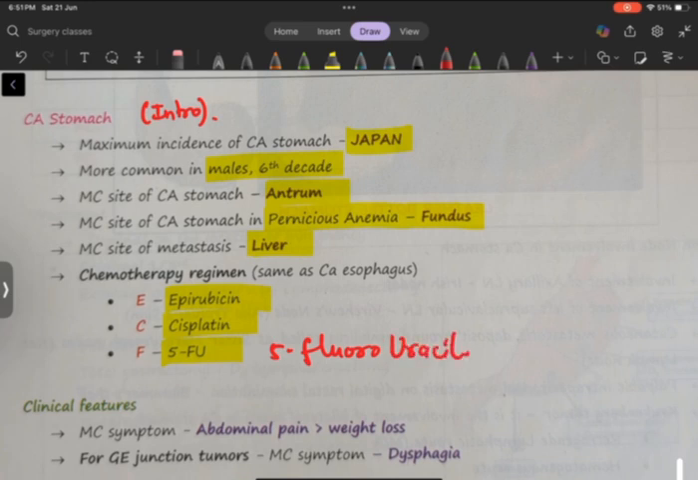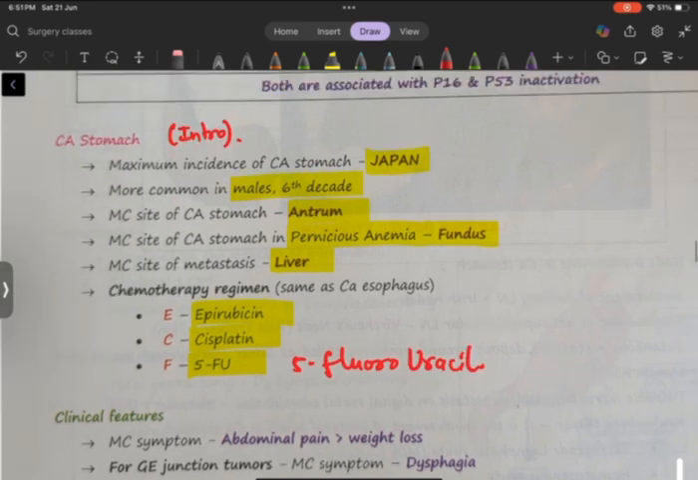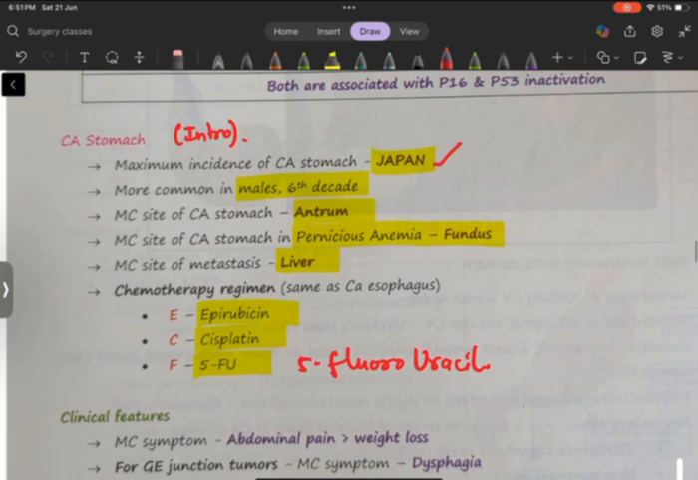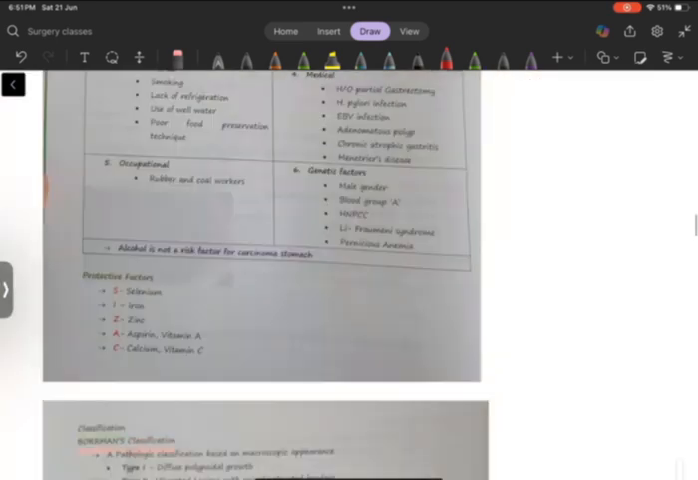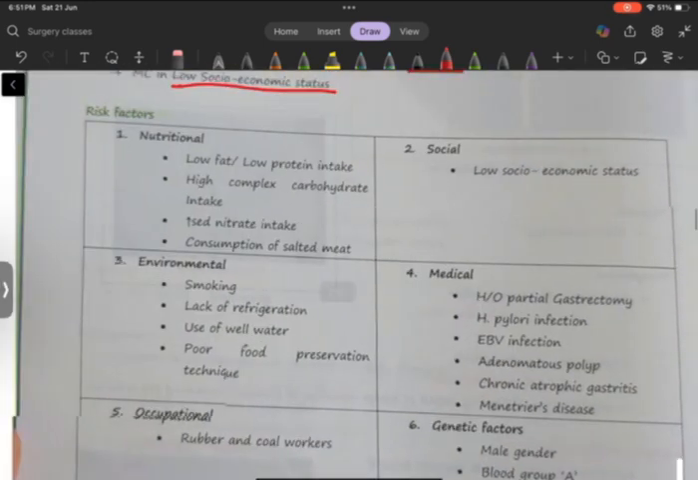Okay, so these are the chemotherapy regimens we'll use. Most commonly seen in Japan, and the most common site is the antrum. This we need to remember. Okay, after this, what are the risk factors for carcinoma of stomach?